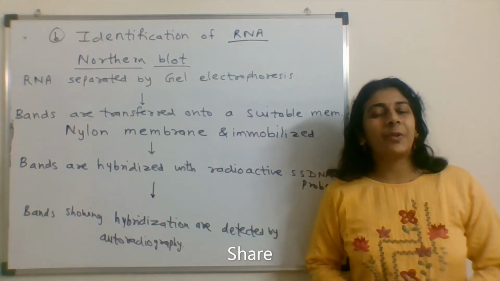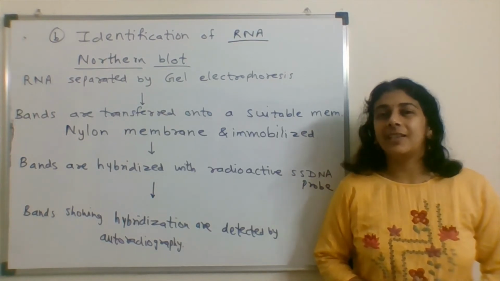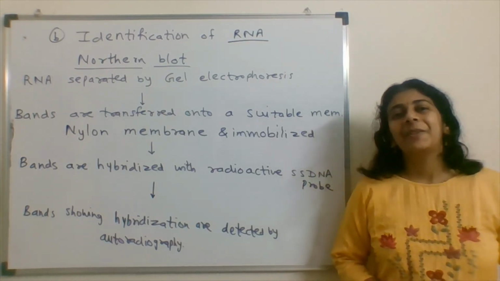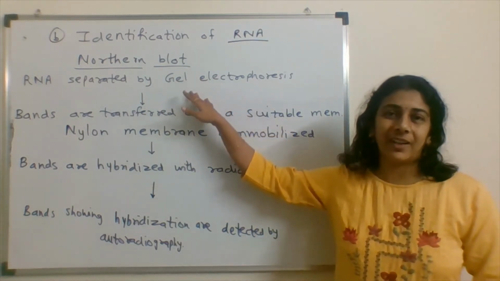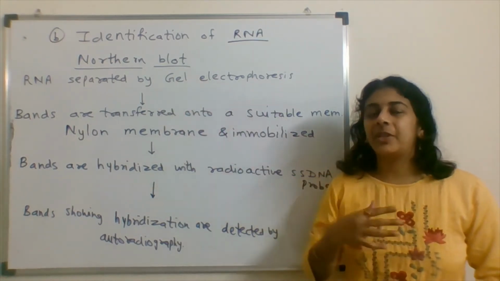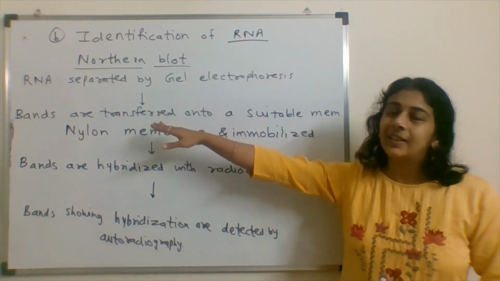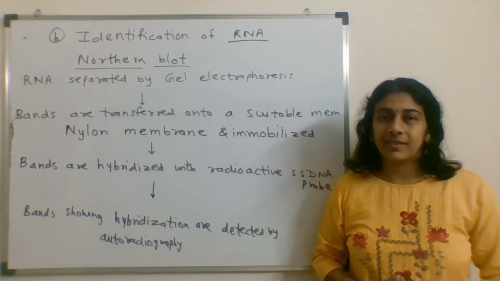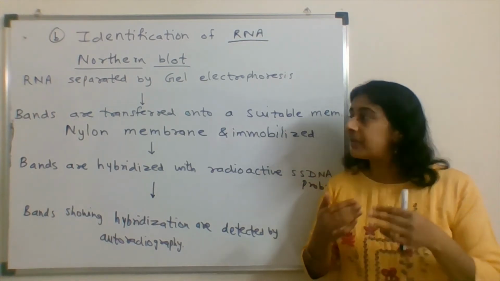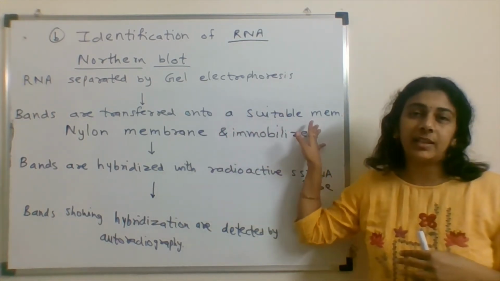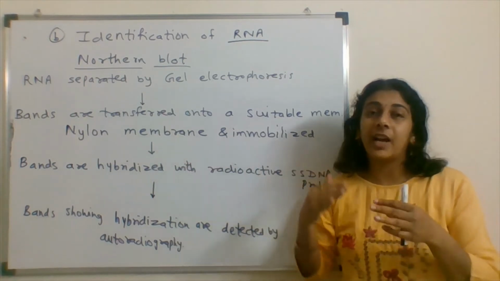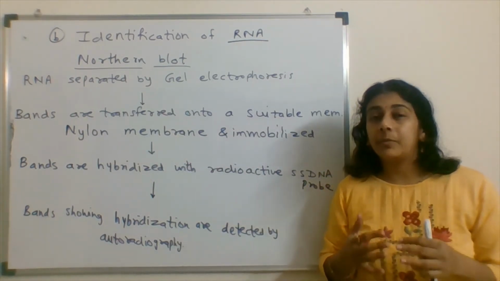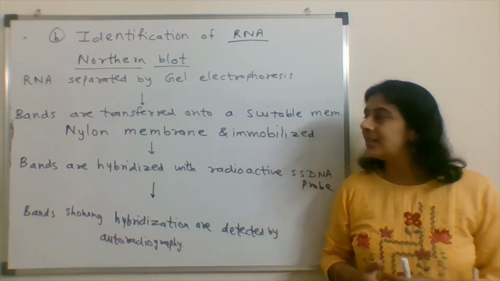Yes, the second option is RNA. For the identification of RNA, we use the northern blot technique. What do we do in this technique? First of all, RNA is separated by gel electrophoresis. Then the bands are transferred onto a suitable membrane, preferably a nylon membrane, and immobilized on the nylon membrane.